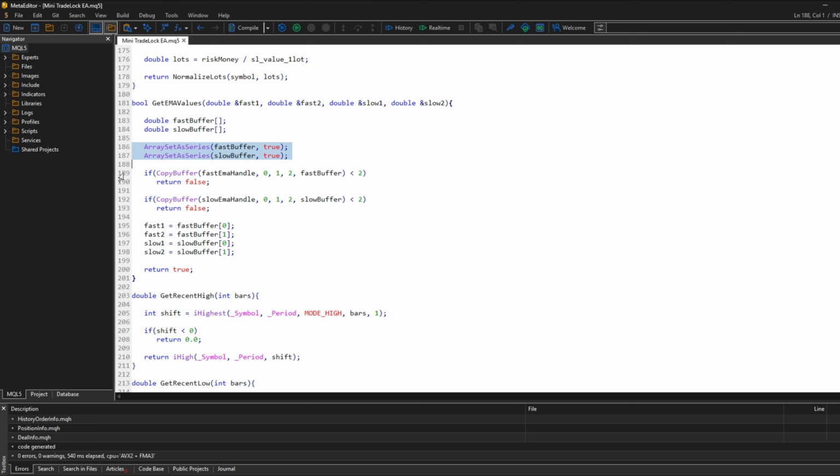We use copy buffer to copy 2 closed candle values from each EMA. We start from candle 1, so we are not using the current live candle. If either copy fails, then we return false, and then we assign the values. So fast 1 and slow 1 are the most recent closed candle values, and fast 2 and slow 2 are the previous candle values, and then we return true.